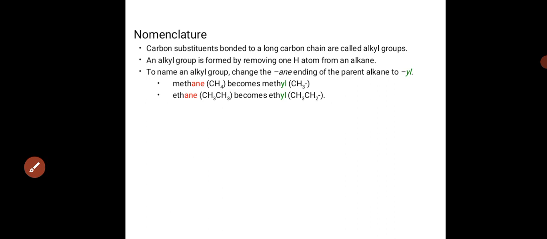So nomenclature: carbon substituents bonded to a long carbon chain are called alkyl groups. So they are always considered as alkyl groups. An alkyl group is formed by removing one atom of hydrogen from an alkane. We did this. To name an alkyl group, change the ane ending of the parent alkane to yl. If we have methane and you remove one hydrogen, it becomes methyl. When you have ethane and you remove one, it changes to ethyl.